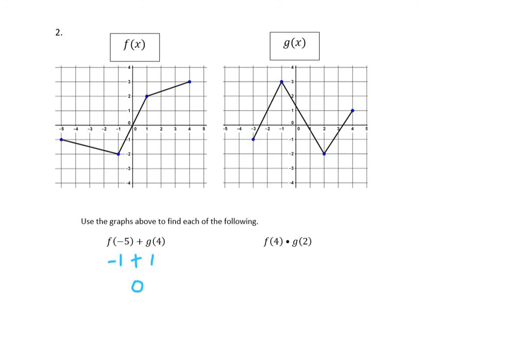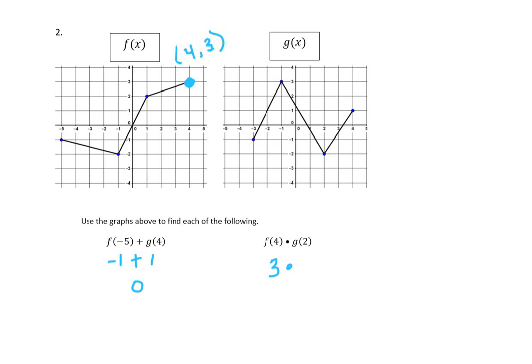On this next problem, I have f of 4 times g of 2. f of 4 means I'm putting 4 into the f function. So I go over to 4 on the x-axis, and then I come up to this point right here. This is the point 4, 3. So my f of 4 is 3.